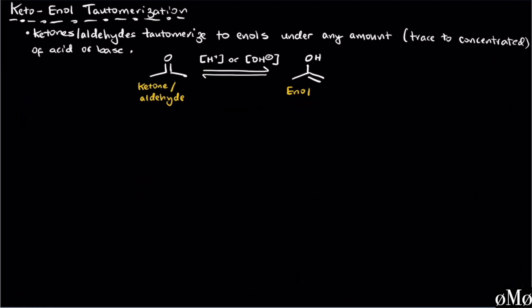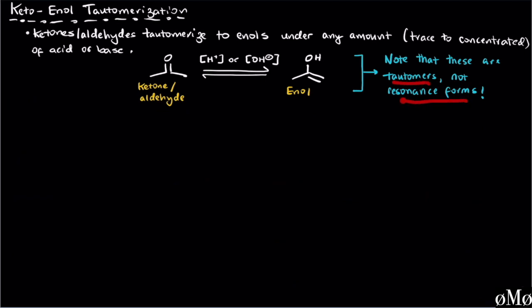Okay, so now let's focus on the tautomerization reaction that we just mentioned. Your ketone or your aldehyde can tautomerize to enols under any amount, really any amount, trace or concentrated, of either acid or base. So when we have square brackets around these different acidic and basic species, we're really just saying that this could be a really tiny amount in the solution, and your ketone or aldehyde would immediately tautomerize to your enol.